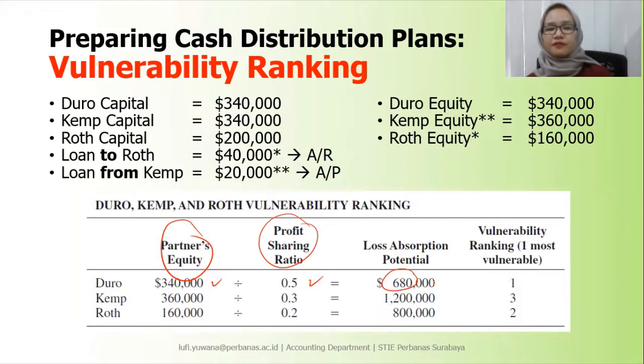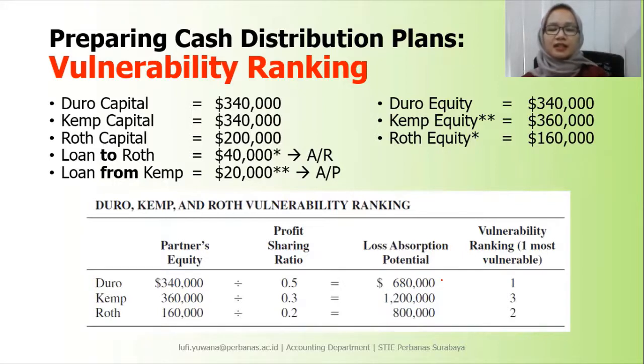And we do the same for the CAM and ROD equity. We have to find the 100% version of each partner's equity by dividing the equity balance by the percentage of the profit and loss sharing ratio. And based on the calculation, we have the results that the loss absorption potential for each of the capital is this amount. Here, when determining which partner is the first, the second, and the third in the rank of vulnerability, we have to determine it based on the loss absorption potential.